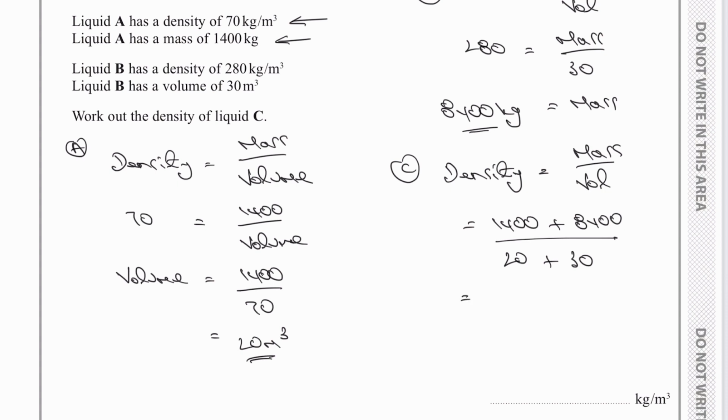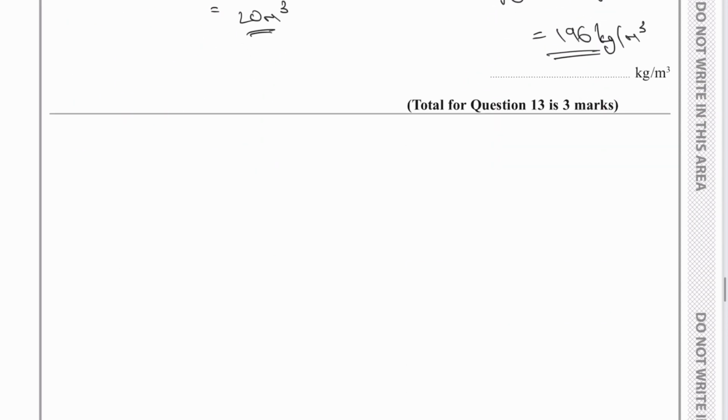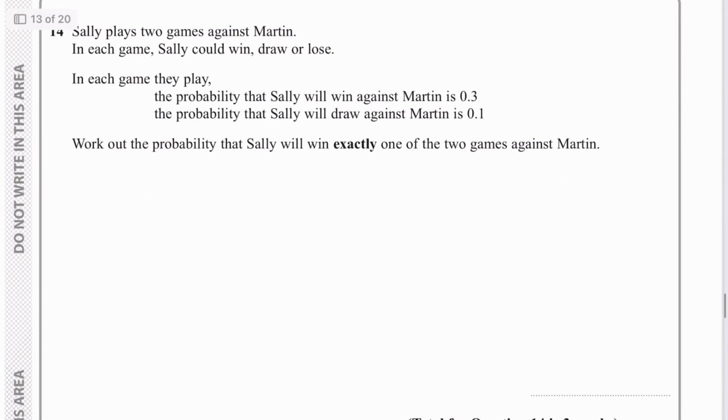And once we put all of that either into a calculator or we work it out ourselves, it's actually non-calculator this, so it's going to be 9,800 divided by 50, which is the same as saying 980 divided by 5, and that's therefore going to give us an answer of 196 kilograms per meter cubed, and that would be the answer to this particular question. Okay, hopefully that's okay for you. Let's move on then to question number 14. Again, if you're not sure, please do let me know.